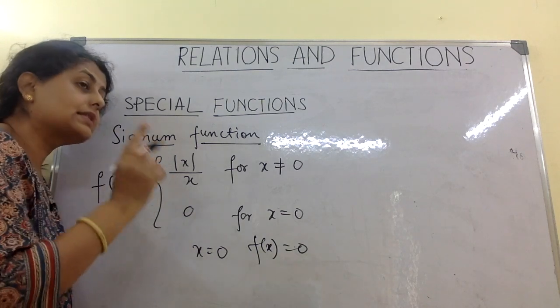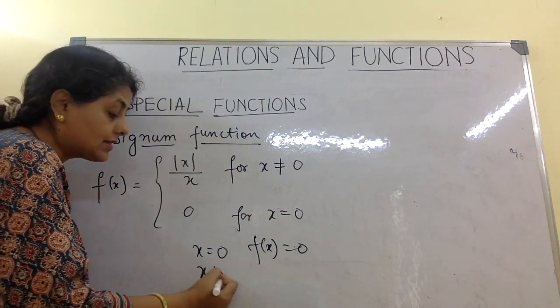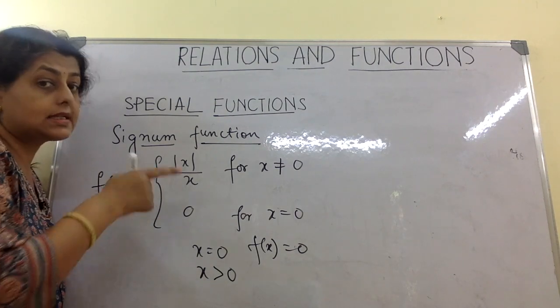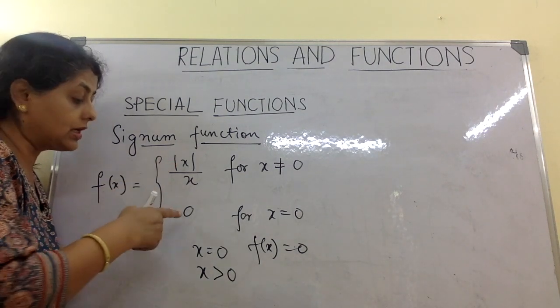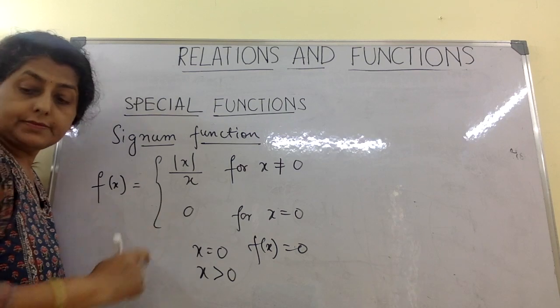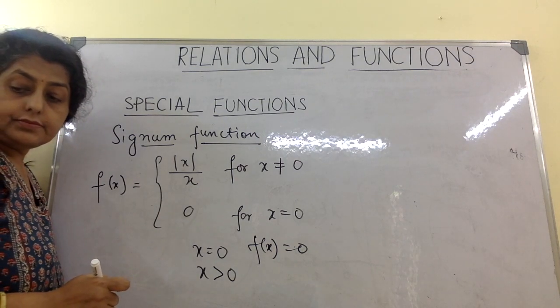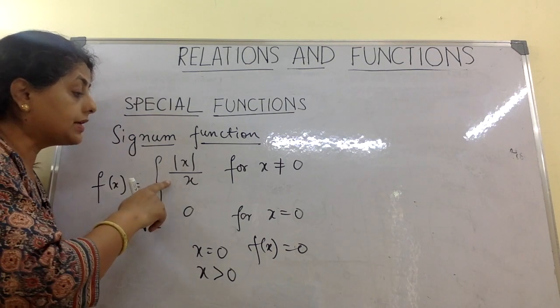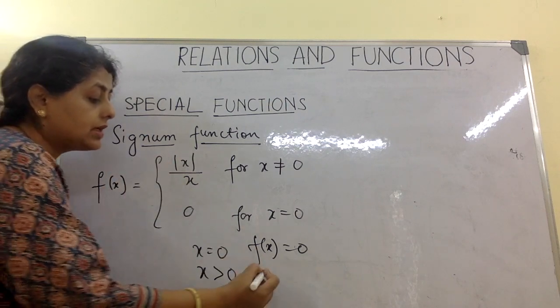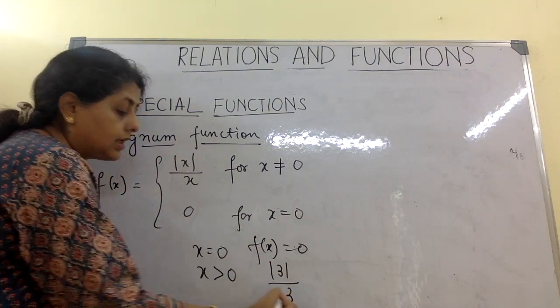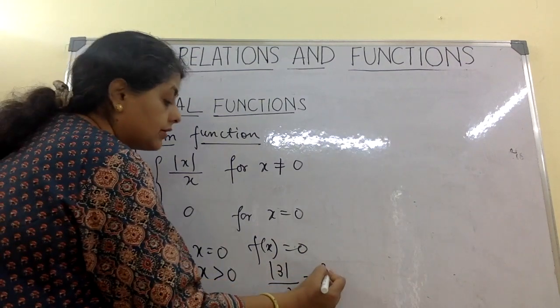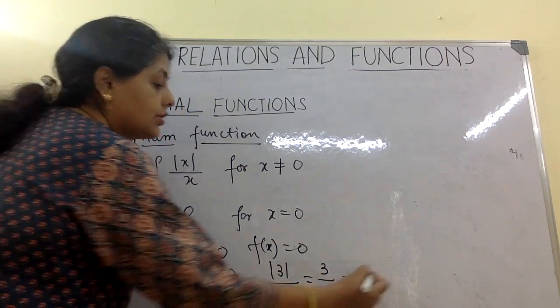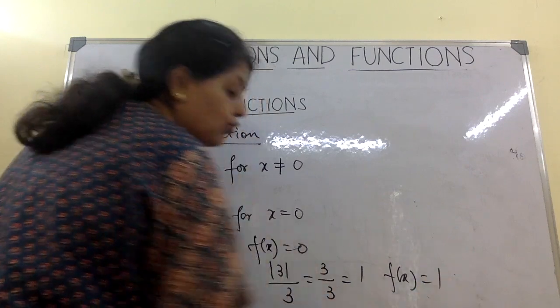But if x is not equal to 0, let's talk about that. If x is greater than 0, means x is positive. Greater than or equal to 0 can't happen here, so only greater than 0. Now what happens? Let's say we take mod 3 by 3, which is 3 by 3, equal to 1. So f(x) is equal to 1.